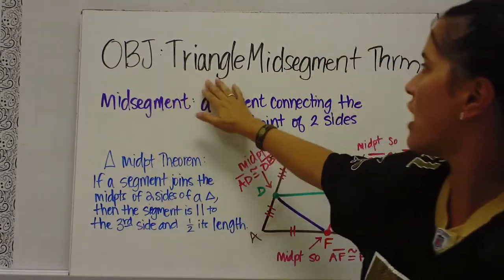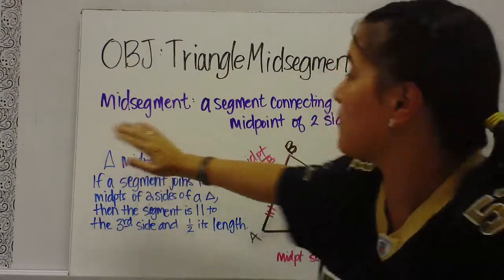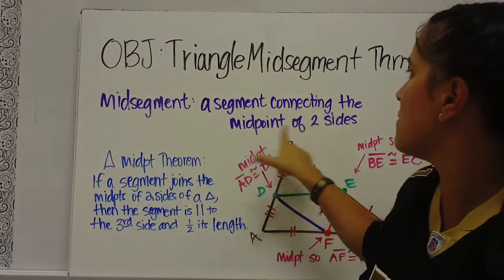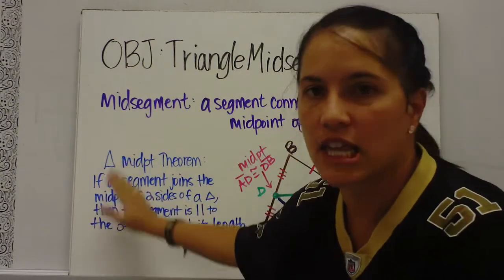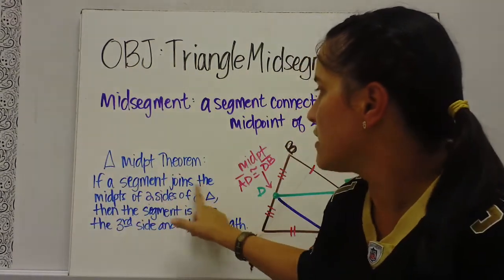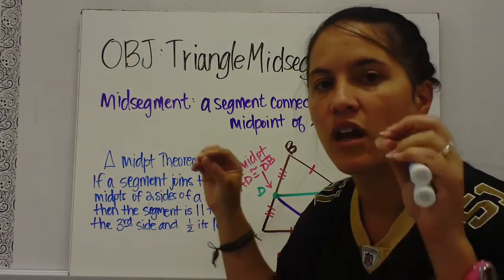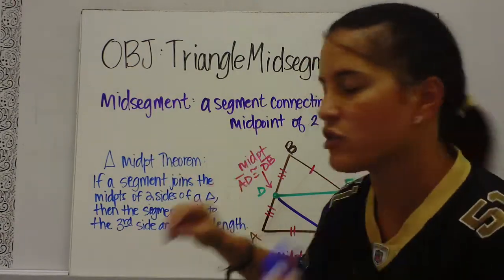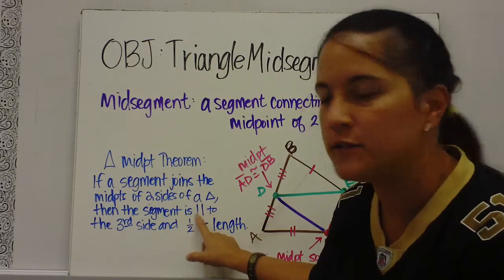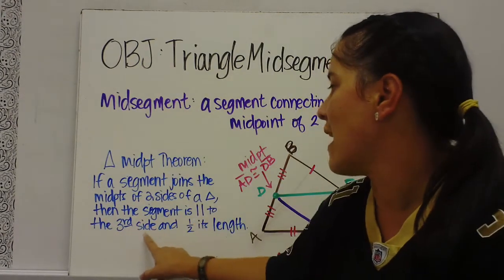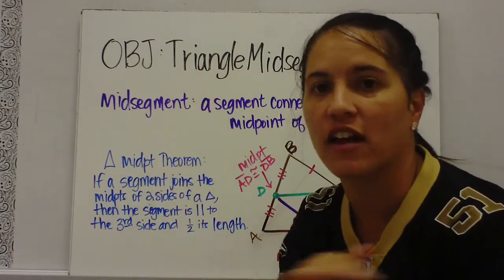Today's objective is the triangle midsegment theorem. A midsegment is a segment connecting the midpoints of two sides. So here is the theorem: if a segment joins the midpoints of two sides of a triangle, then the segment is parallel to the third side and is half its length. So the midsegment is half the length of the third side.